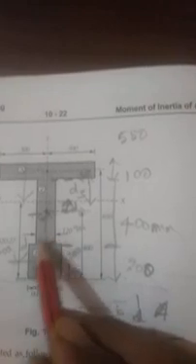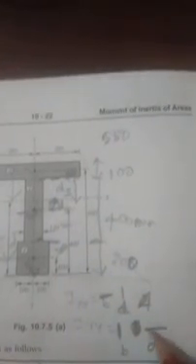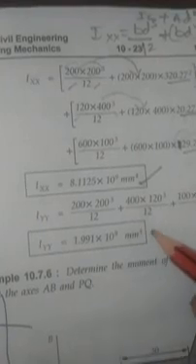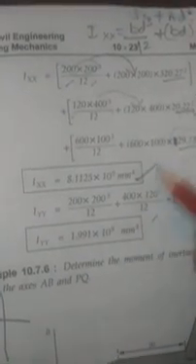See here, this 120 you have to take as b, and the 400 you have to take as d. It is the reverse: before, this one you took as b, the vertical dimension, and the other as d. So remember this and go further. Finally IYY will become 1.991 into 10 to the power of 9 mm to the power of 4. So IXX and IYY, that's all.